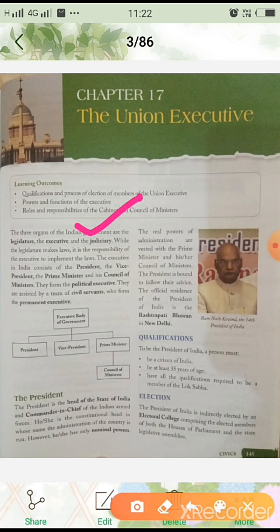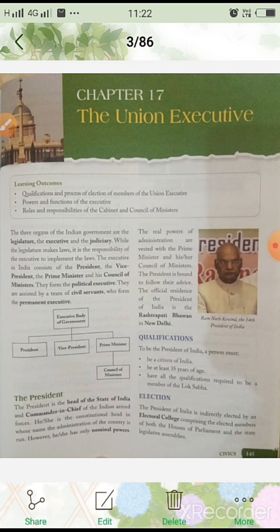First, this one. The three organs of Indian government are the legislature, the executive, and the judiciary. This we had learnt in the previous chapter, the Union Legislature, that what are the three organs of the Indian government. So that is legislature, the executive, and the judiciary. While the legislature makes the law, it is the responsibility of the executive to implement the laws.